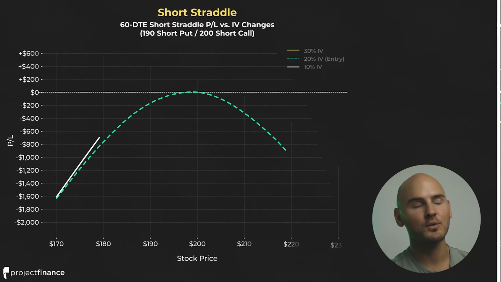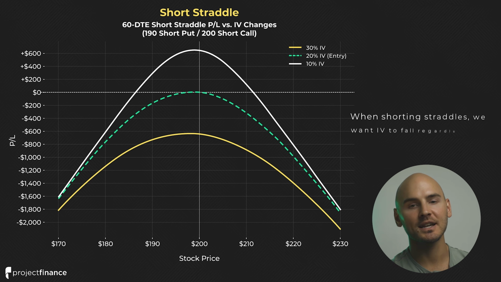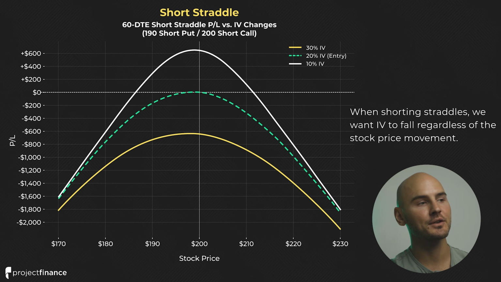And in this simulation, we are looking at the short straddle, where we are selling the 200 put and the 200 call. Just like shorting strangles, when we are shorting straddles, we also want implied volatility to fall regardless of the stock price movement, because a decrease in implied volatility means that the option prices have shrunk or deflated because the market is expecting less volatility from the stock going forward.